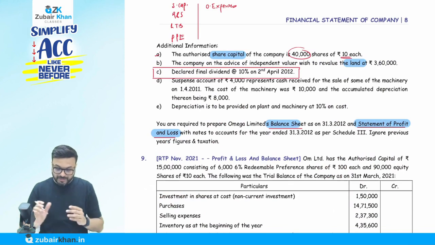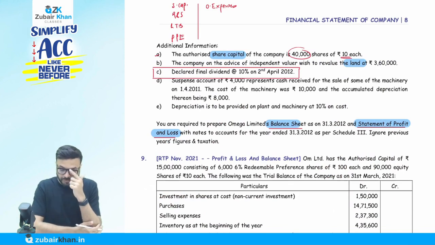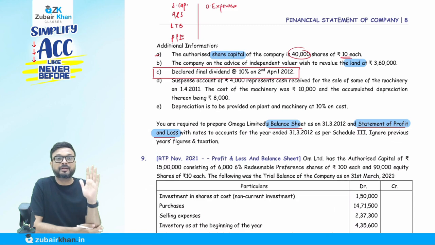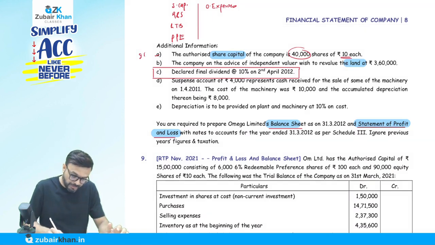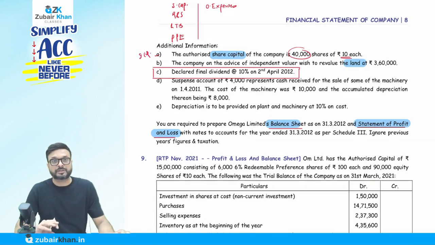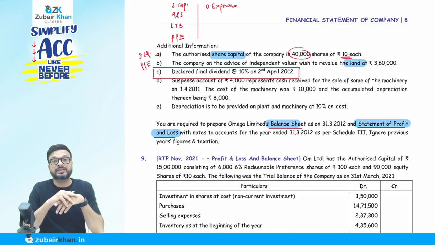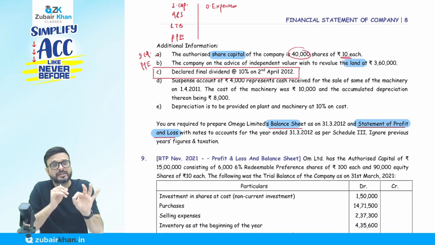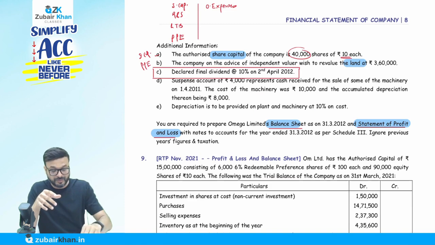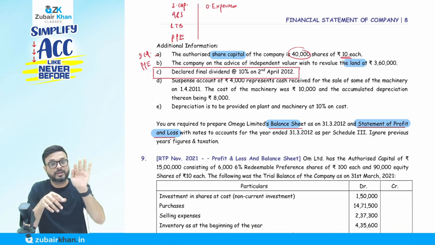Point number A, that is, the authorized share capital of the company is 40,000 shares of rupees 10. We have already written it. This point is related to share capital, which we have already mentioned in notes to account number 1. Point number 2 is related to PPE. It says the company, on the advice of the independent valuer, wishes to revalue the land at rupees 3,60,000. Now understand, this is new for you. This is accounting standard 10 that we'll discuss later on.